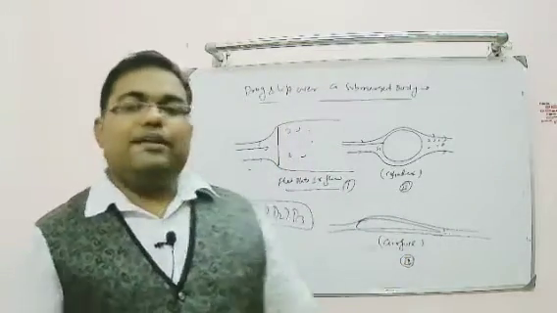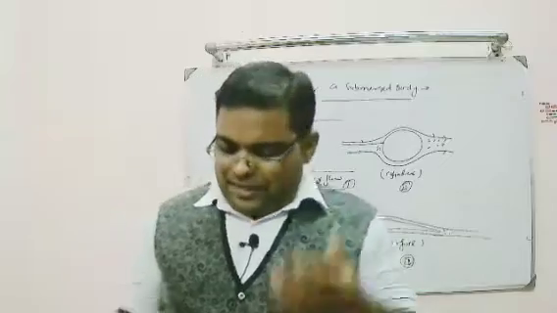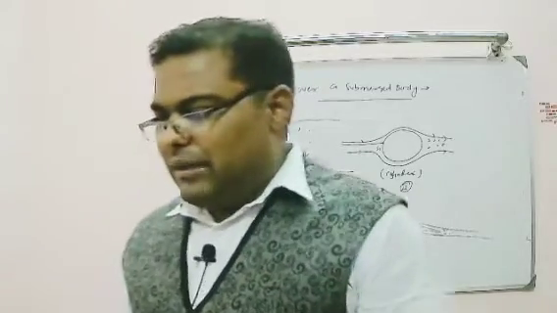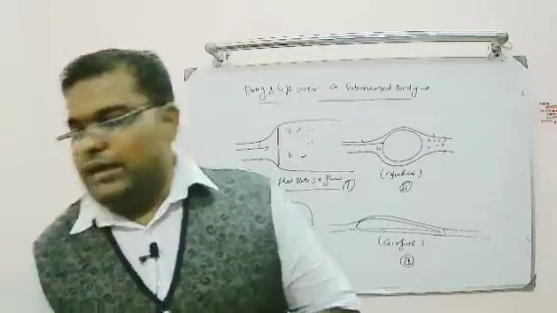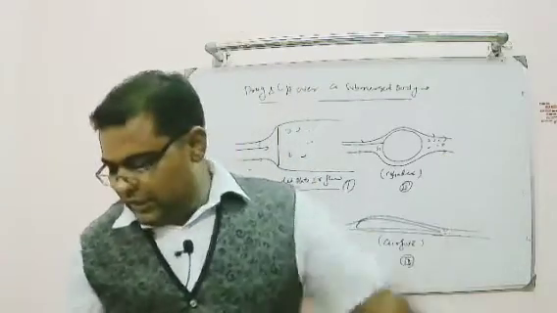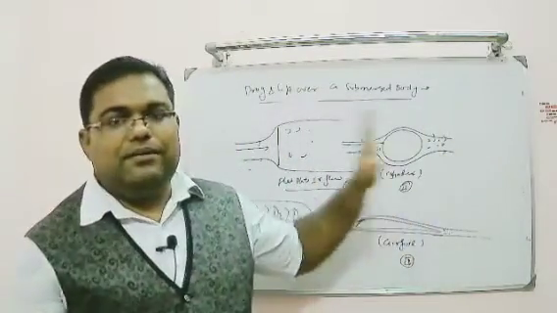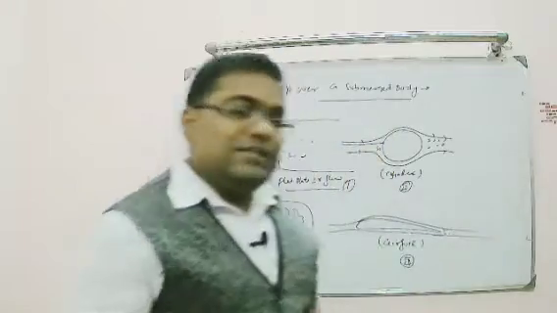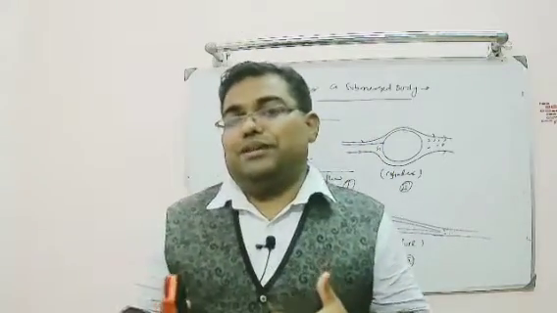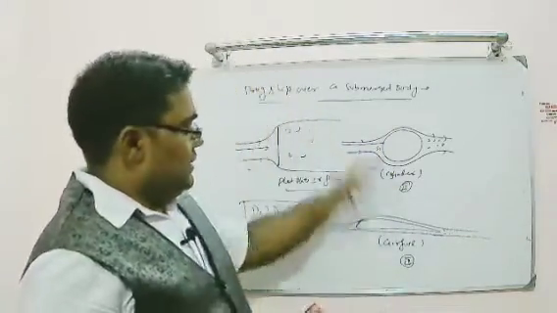This is a fully streamlined body, which will create a very small amount of drag. This is the one thing. So this is the second topic that we have covered. Let's go to the third topic. Let's see how many types of drag are present. So this is over.